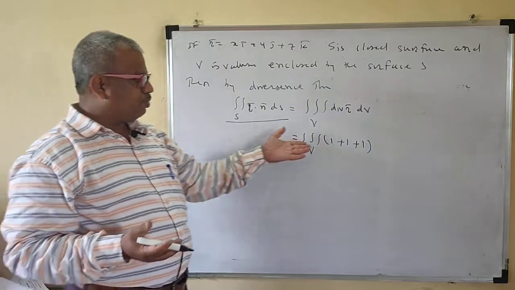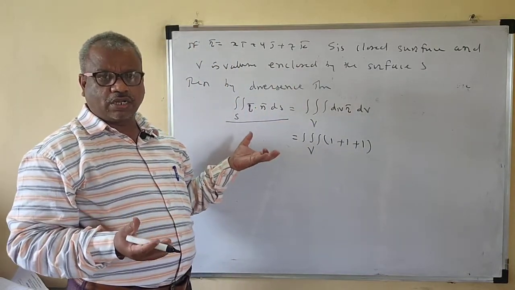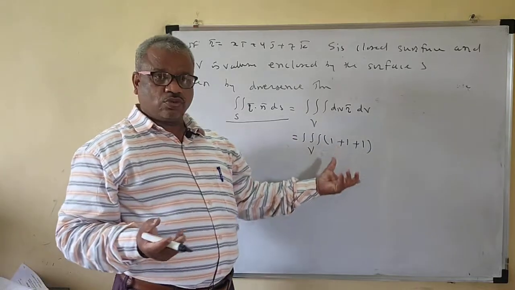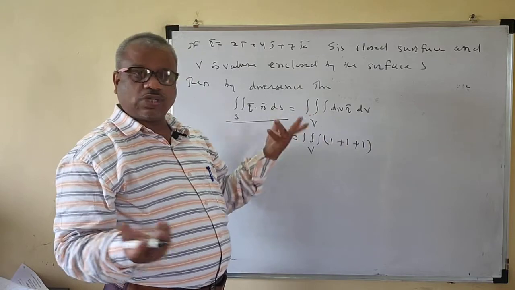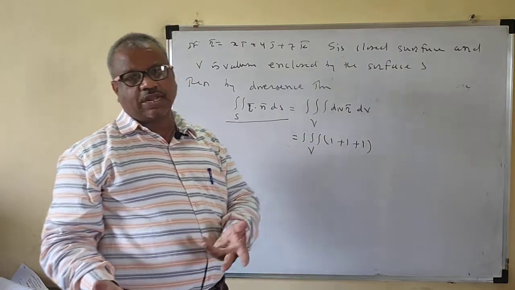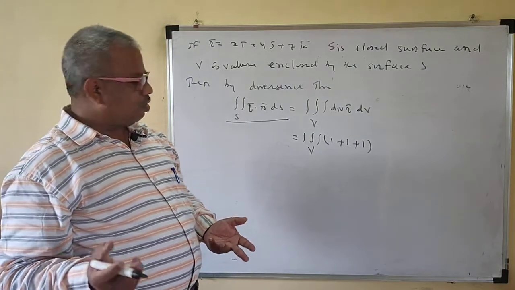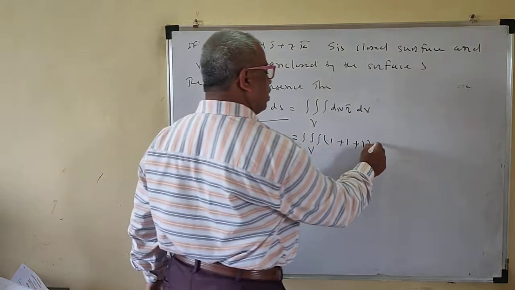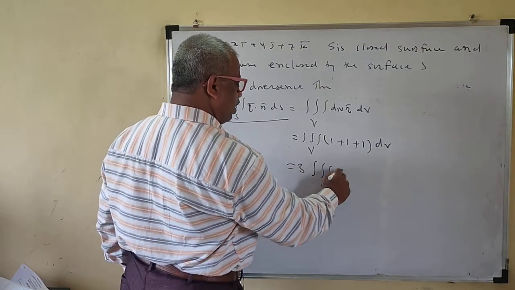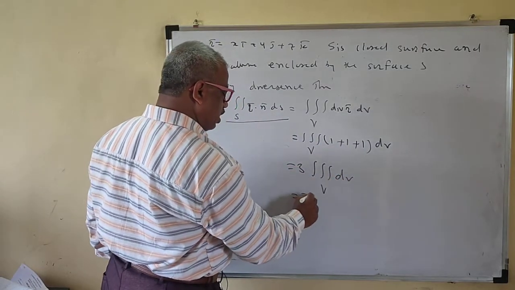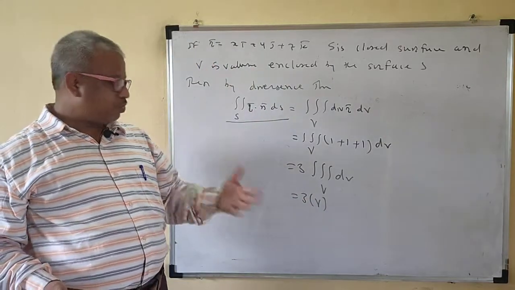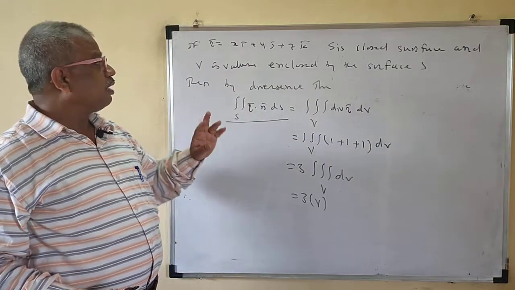So don't do this, but we have to solve this problem within 1 or 2 minutes. So do it fast. The divergence means: ∂/∂x of the first component plus ∂/∂y of the second component plus ∂/∂z of the third component. So this is 1 plus 1 plus 1, which is 3, and then dV. So this is 3 into V, where V is the volume enclosed by this. So this is 3V, and this is r bar.